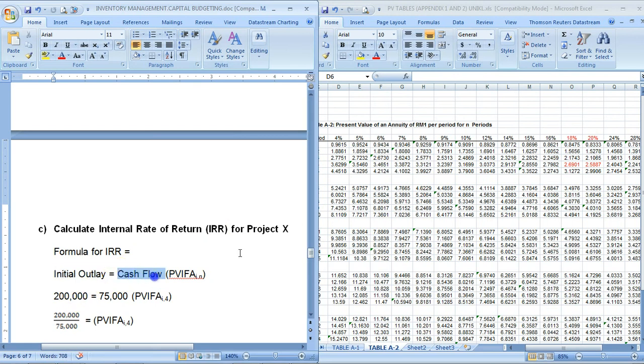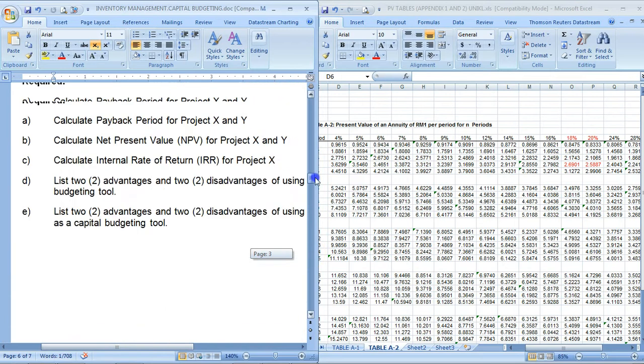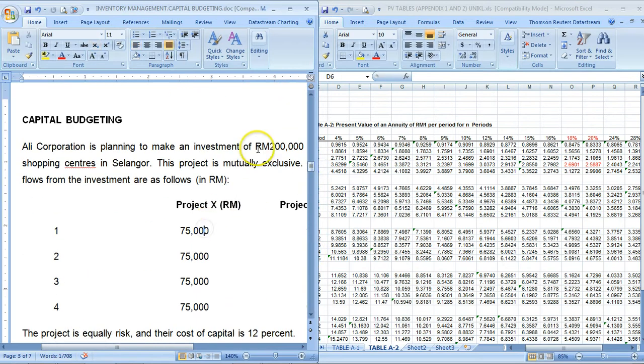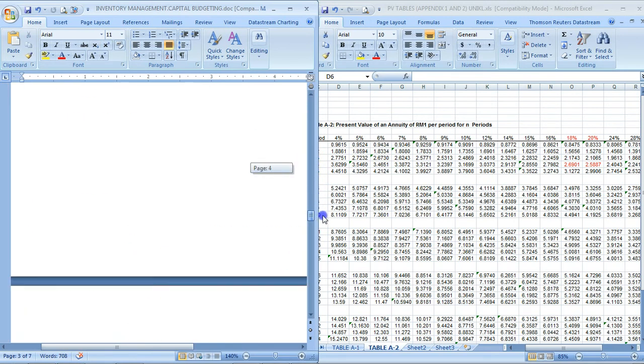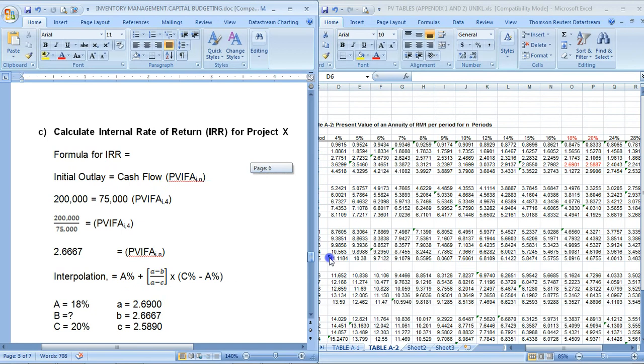Remember the question, the cash flow for project X is a constant 75,000. And I is the IRR that you want to find. What is our I? That is the calculation now. You want to get the I, the internal rate of return. And what is your N? N is based on the question. If the question gives you 4 years in the table, you have to use 4. If the question gives you 5, you use 5. As you can see in the question, this is your cash flow, this is your initial outlay, and how many years? It is 4 years in total.